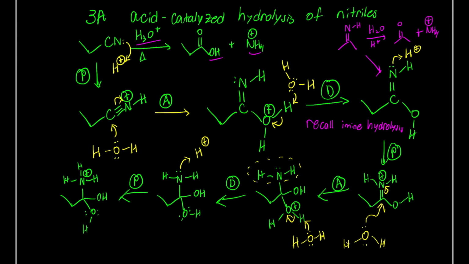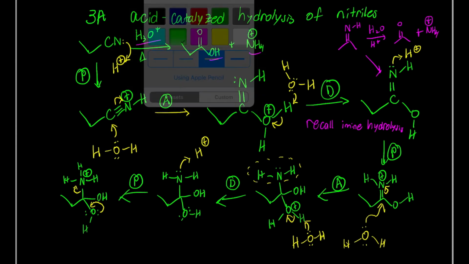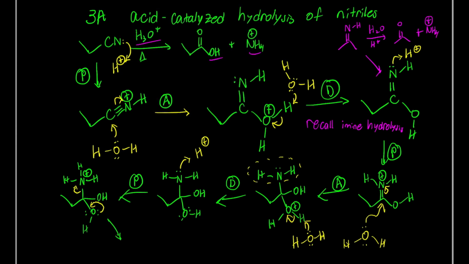So we'll take lone pairs. Either of these two oxygens would be fine. I'll take this one here, and I will create a carbon-oxygen pi bond, and I'll break the carbon-nitrogen bond. And that will be your elimination step. Okay. And that makes your carboxylic acid.